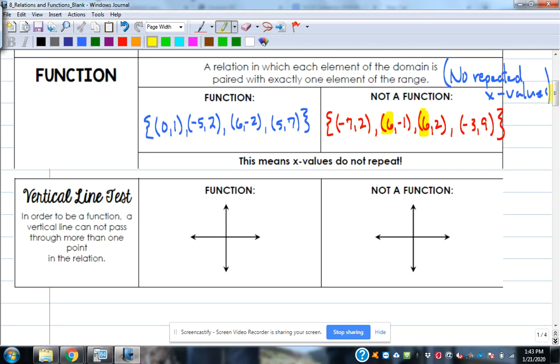So, all right. Now, if you've got a list of ordered pairs, that's what you're looking for. Look at the x values. Do any of them repeat? If they do, it's not a function. If they don't, it is a function.